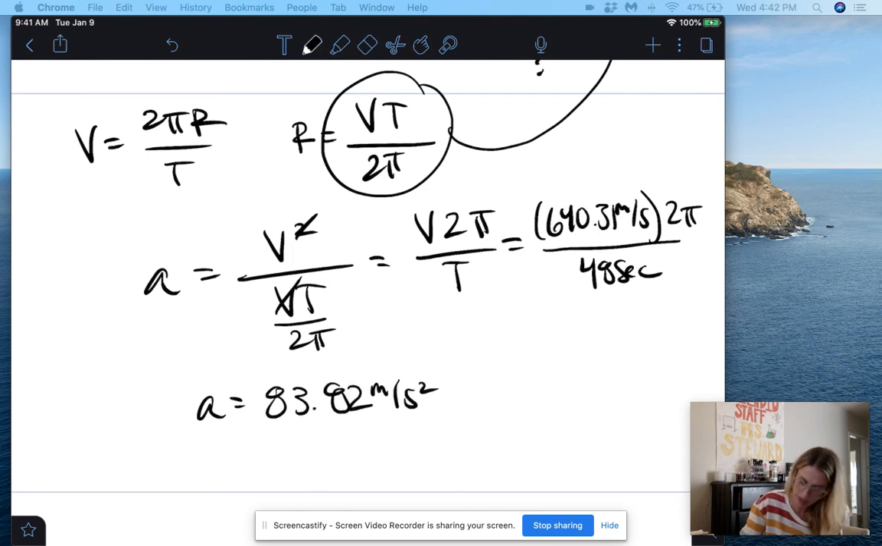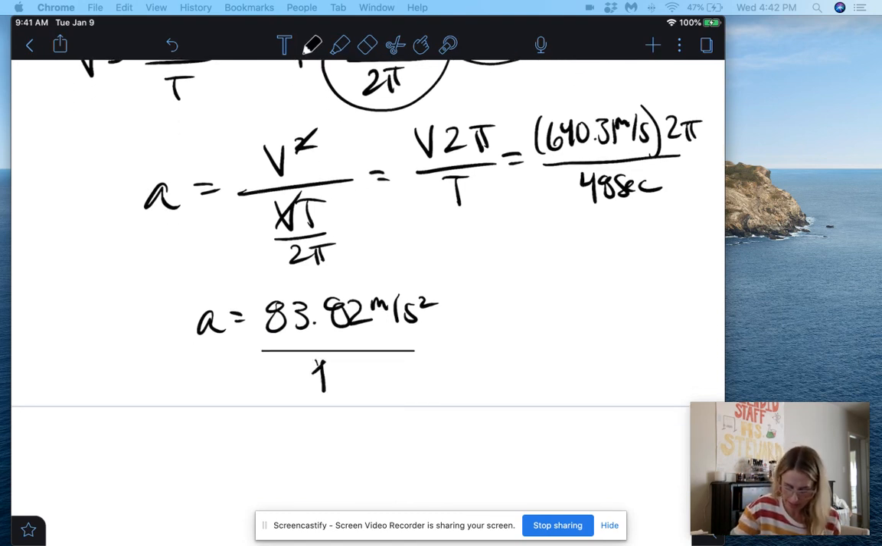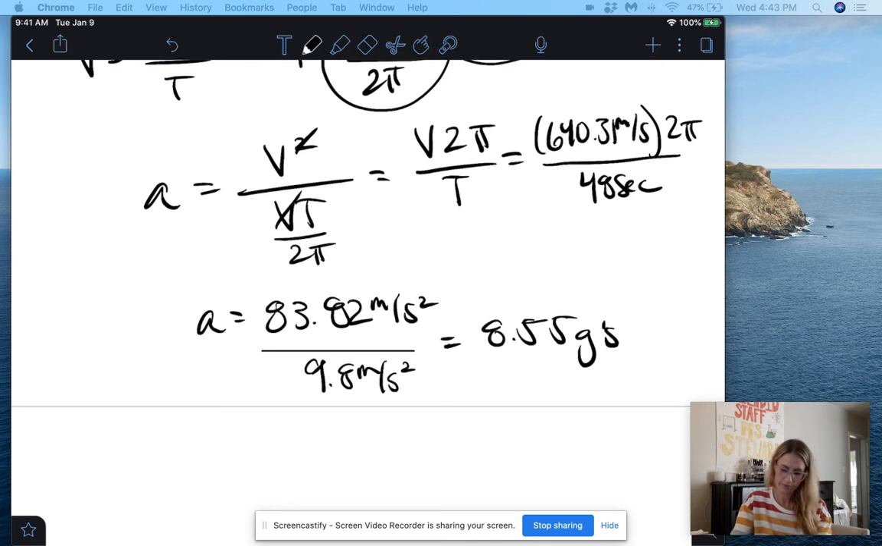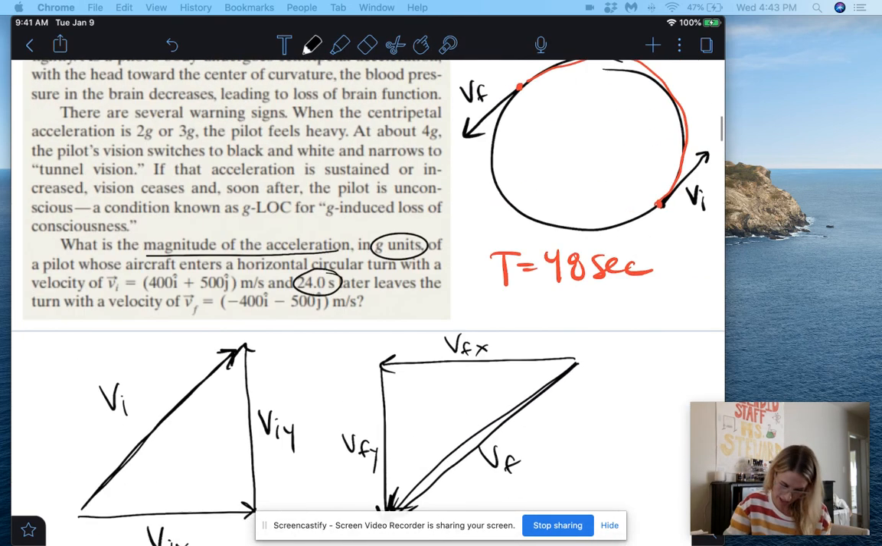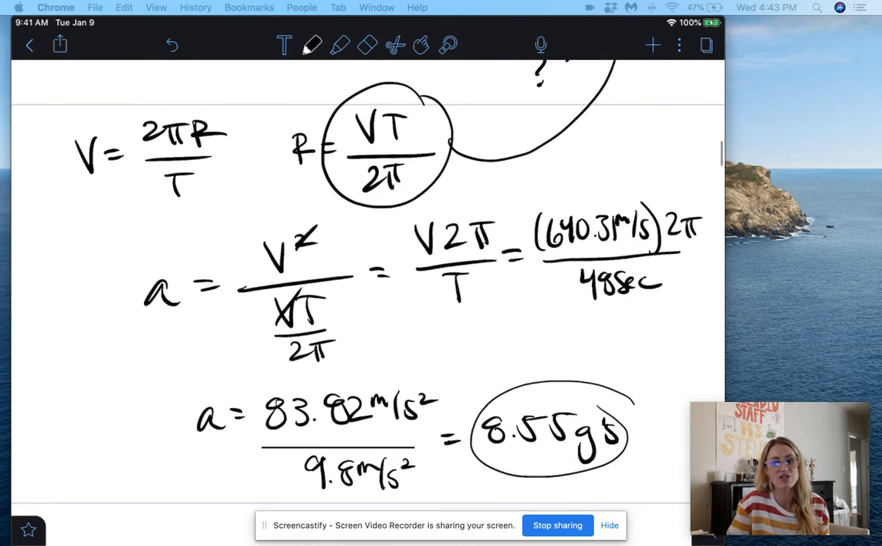For acceleration, we get 83.82 meters per second squared, but remember we want this in g's, so we have to divide this number by 9.8 meters per second squared. If I divide this number by 9.8 meters per second squared, we end up getting 8.55 g's, which is a lot, right? They were just talking about how they get gravity-induced loss of consciousness soon after 4 g's. So that's not good. That's the magnitude of acceleration in g units.